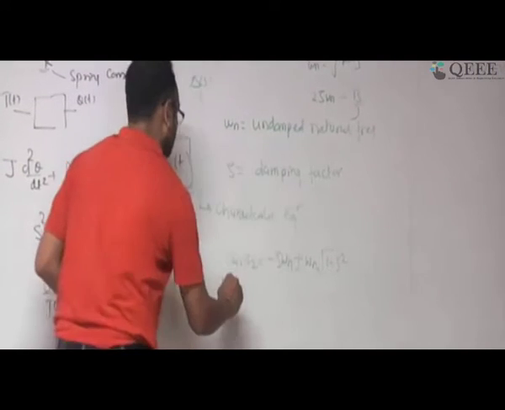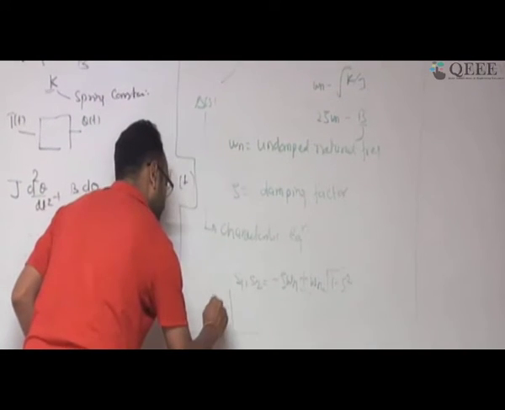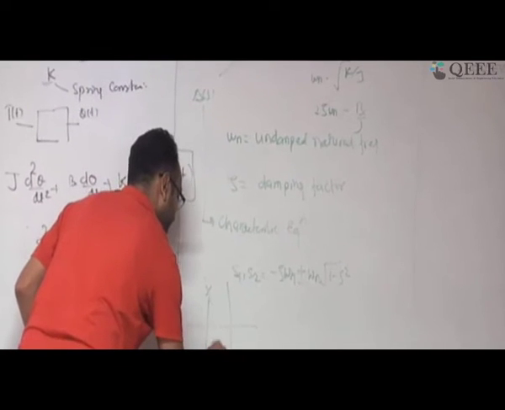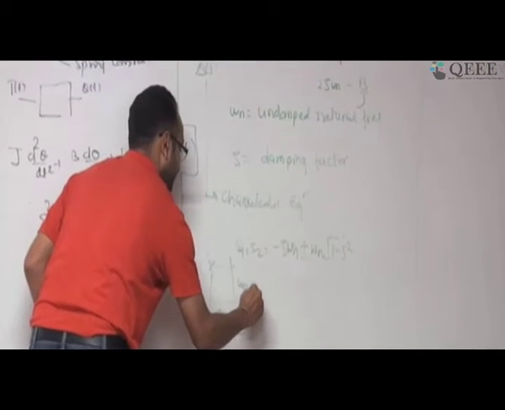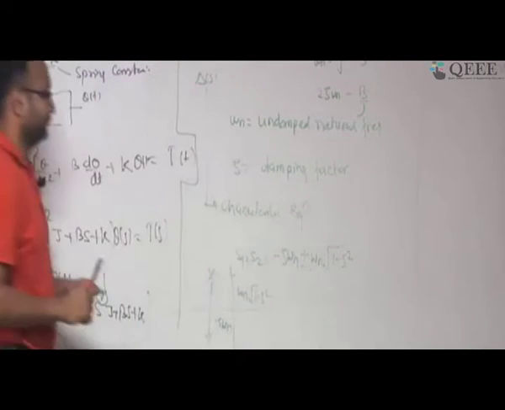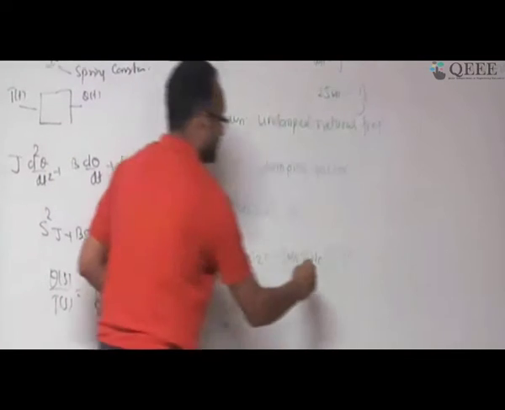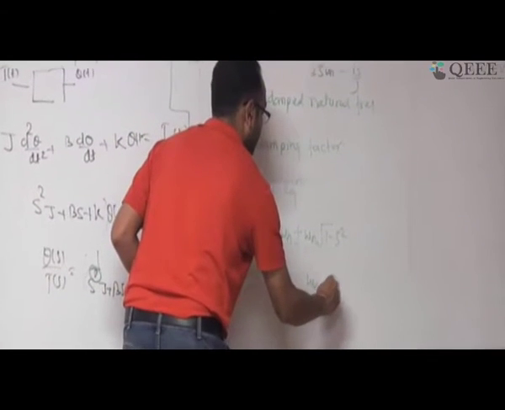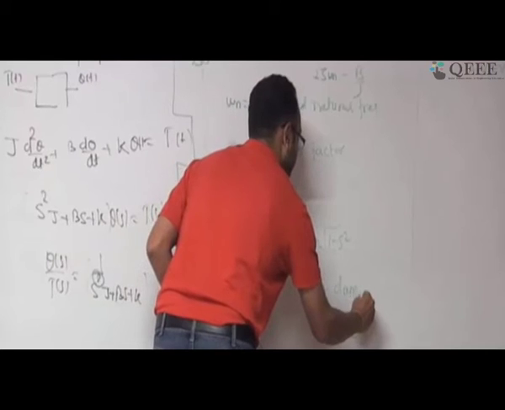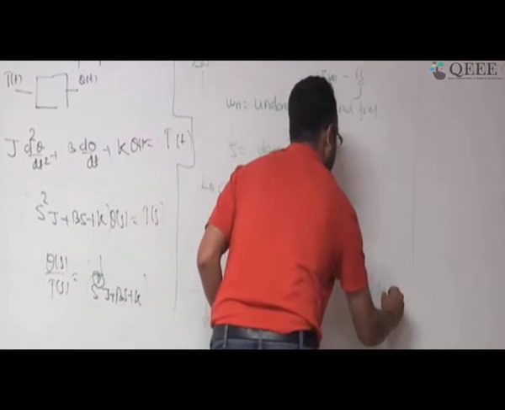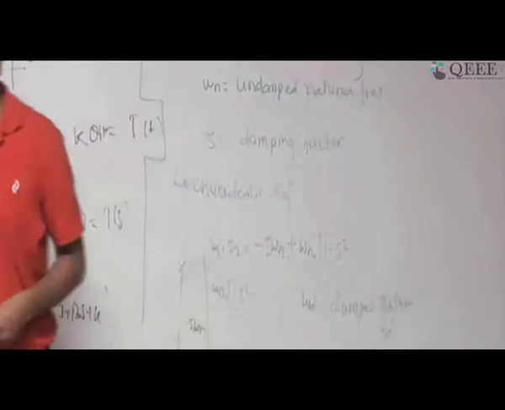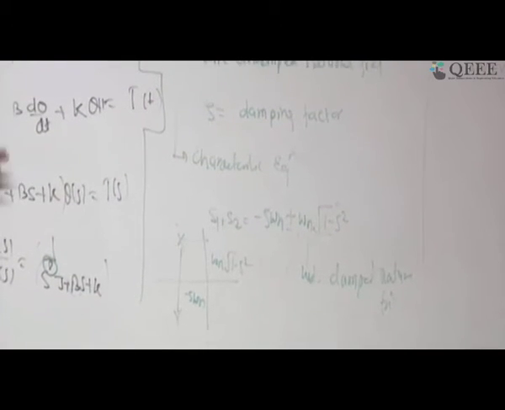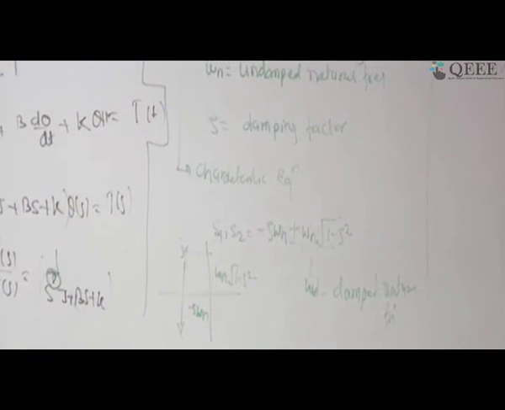If I plot it in a 2-dimensional plane, the location is going to be this. The real part is going to be minus zeta omega n and the imaginary part is going to be omega n square root of 1 minus zeta square. This quantity is also sometimes referred to as omega d, called the damped natural frequency. So what we understood: I have a second order system, and I just wrote its basic differential equation.